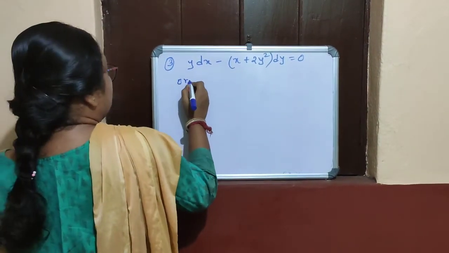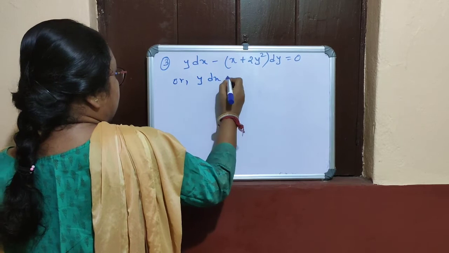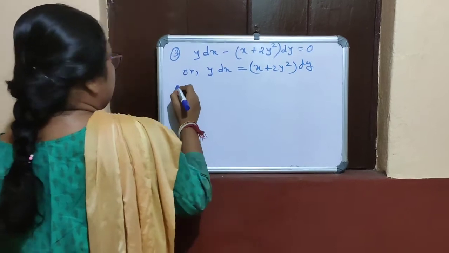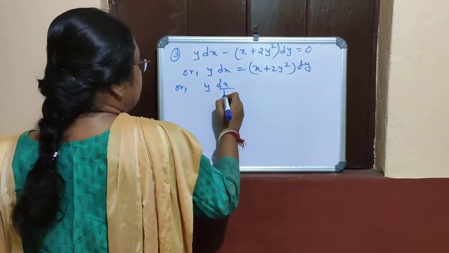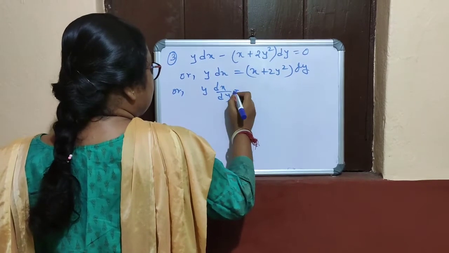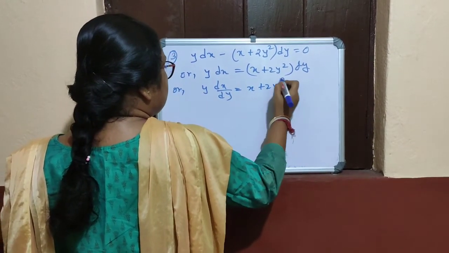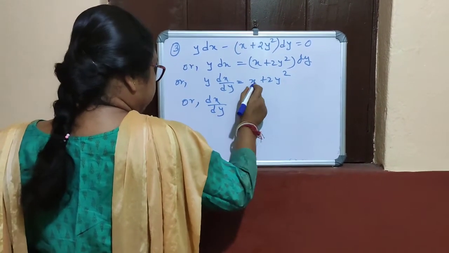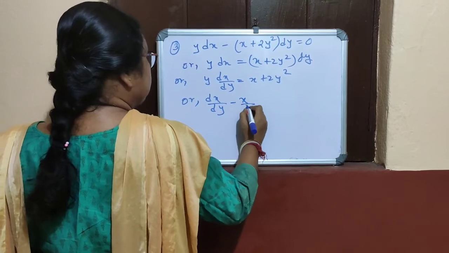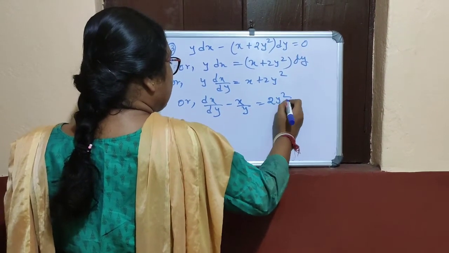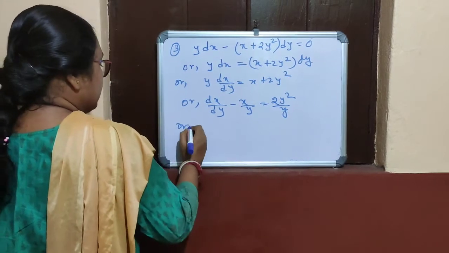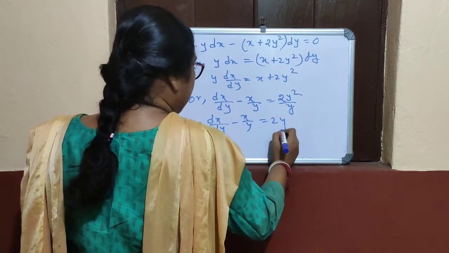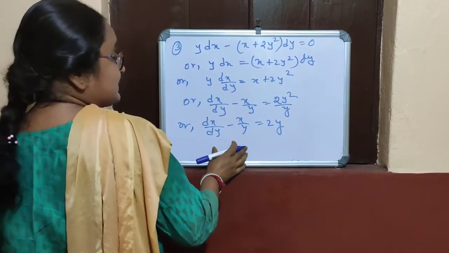x is equal to y square into dy, or y dx/dy equal to x plus 2y square, or dx/dy minus x by y equals 2y square by y, or dx/dy minus x by y equals 2y. Okay, here this is type 2.